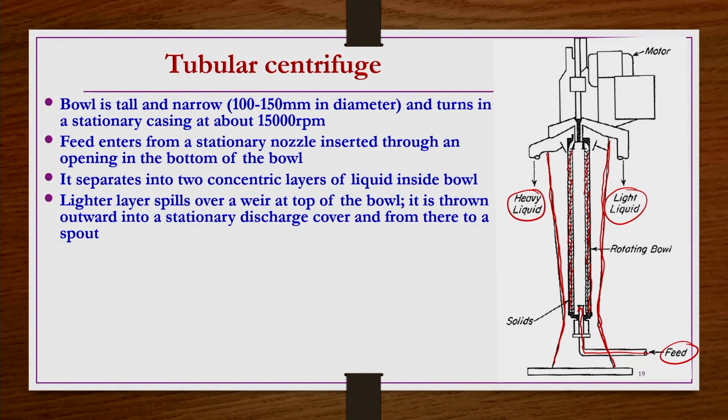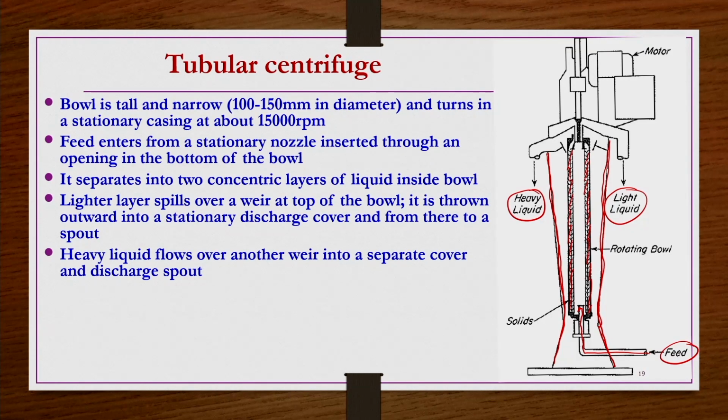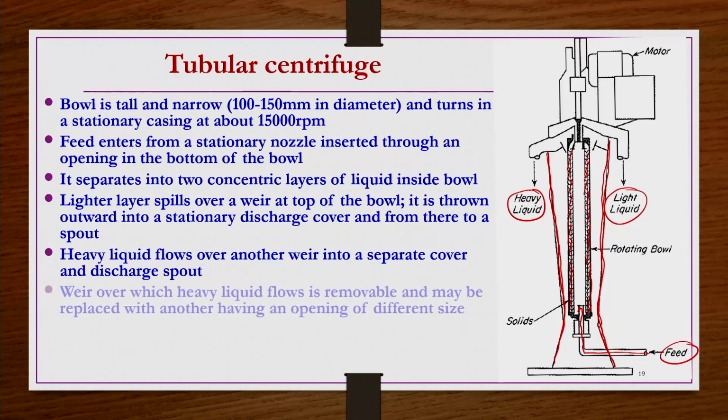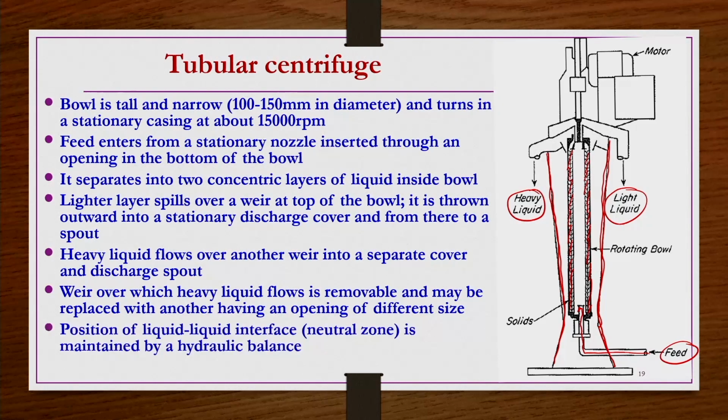The lighter layer spills over a weir at the top of the ball. It is thrown outward into a stationary discharge cover and from there to a spout. Heavy liquid flows over another weir into a separate cover and discharge spout. The weir over which heavy liquid flows is removable and may be replaced with another having an opening of different size. The position of the liquid-liquid interface, that is the neutral zone, is maintained by the hydraulic balance. This is about the tubular centrifuge.